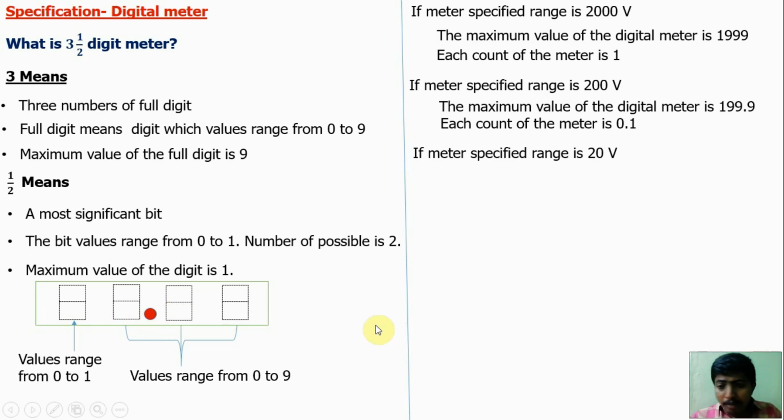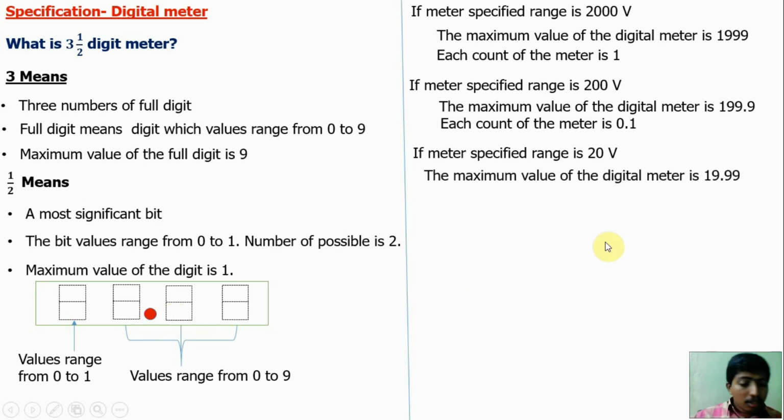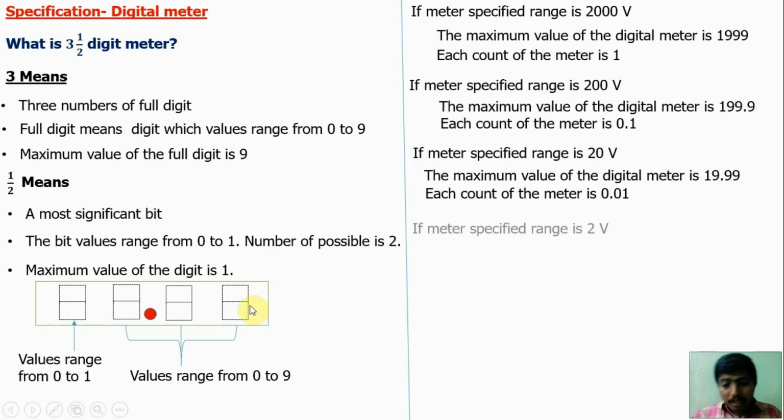So the maximum value of the digital meter is 19.99. What is the count? Initially 00.00, then it will move to 00.01. So each count of the meter is 0.01, then 0.02. Then, if the meter specified range is 2 volt, the point will move here.